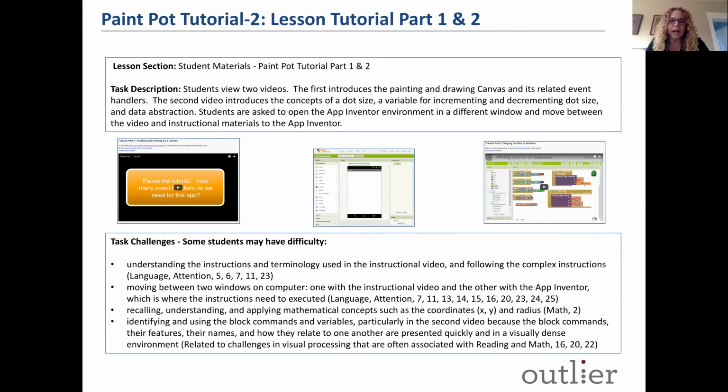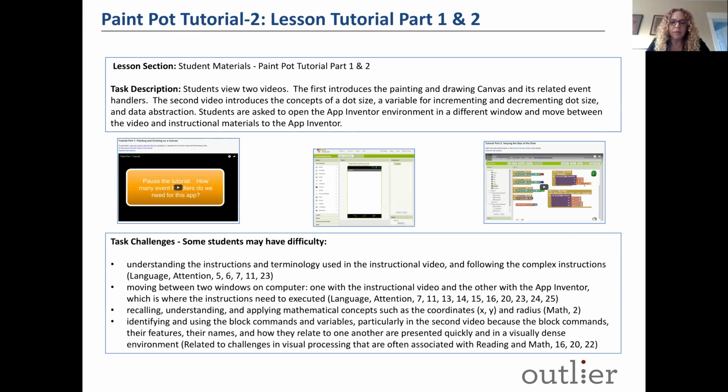So the students are asked to open the App Inventor environment in a different window, and then move between the video and the instruction materials back to the App Inventor. So for kids with some memory issues, that in itself could be a challenge, just moving back and forth. So here I propose that just understanding the instructions and the terminology in the video can be challenging, especially if complex instructions are used. Again, moving between the two windows of the computer would just be really hard. You're getting instructions one place, and then you have to retain it, and then act on it in another window.